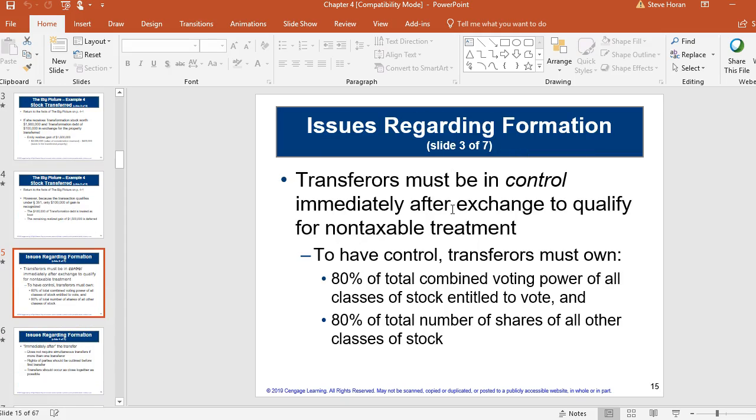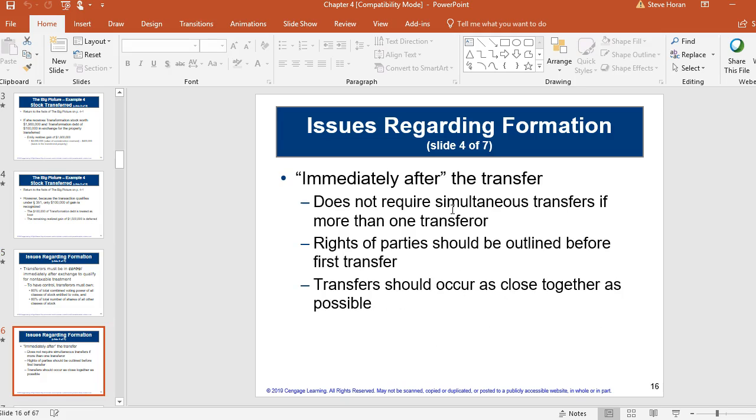Issues regarding transformation, again, the transfers must be in control immediately after to qualify for the non-tax treatment. The whole point is to do this and not be taxed, and that has to be in 80% of the voting shares. So immediately after does not require simultaneous transfer.